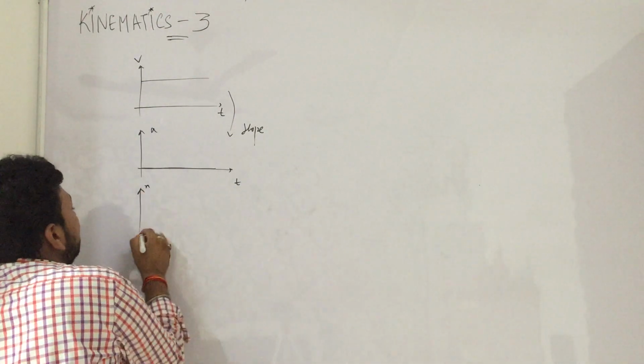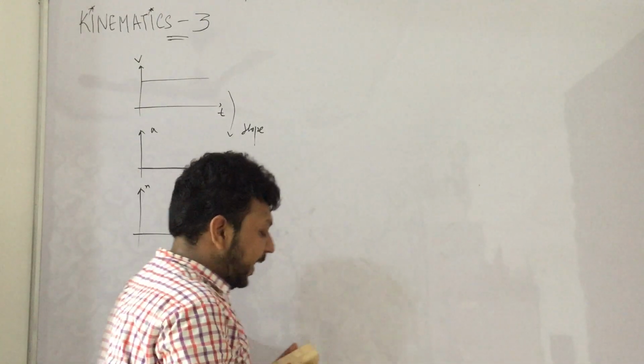Again, if we find the xt graph, now this is important. xt is the position time graph.